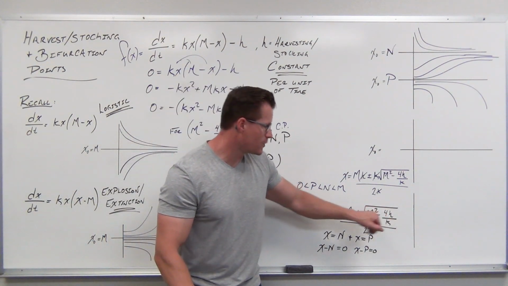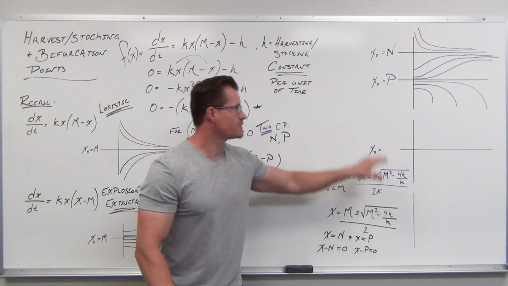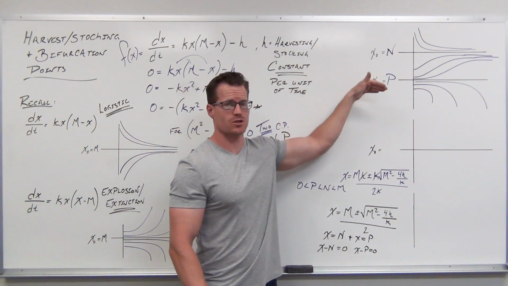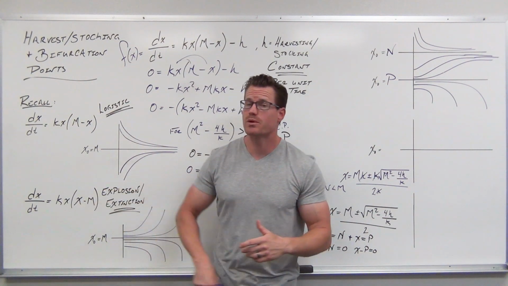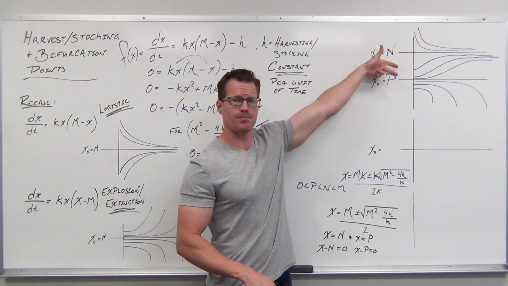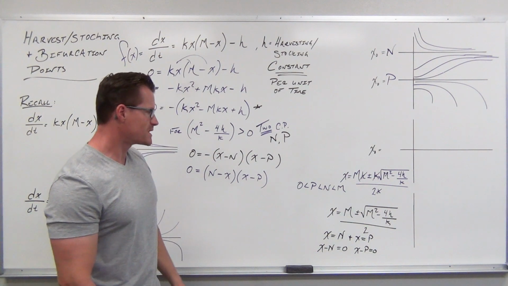So if we're harvesting few enough fish that this is positive, we get two critical points, and you're going to get a funnel and a spout. I'm going to talk about that in a little bit. If we start harvesting or stocking, starting with an explosion extinction, they switch around. Now, what happens if we get 0?